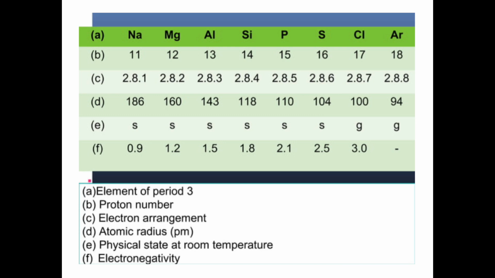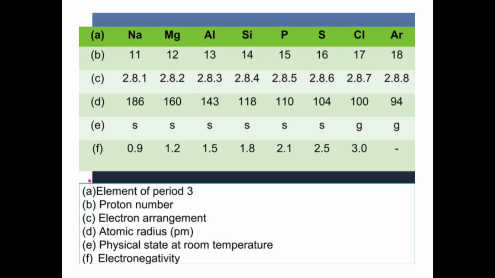And then in terms of value, let's look at the values of the electronegativity. Like we have said, it is increasing across period 3 from left to right. You have 0.9, 1.2 up to 3.0. Of course, argon does not have an electronegativity value because it is inert. It's an inert gas. That is why it doesn't have an electronegativity value.